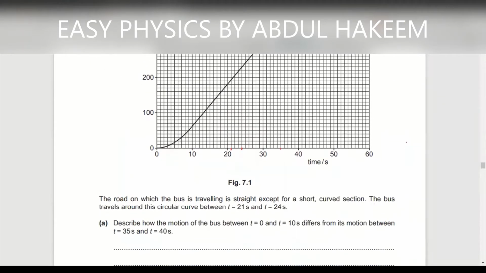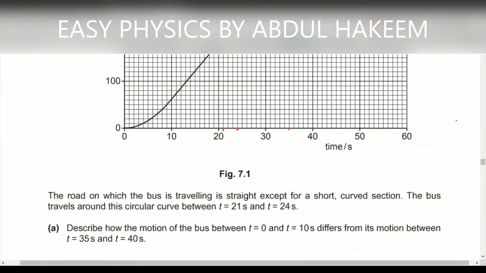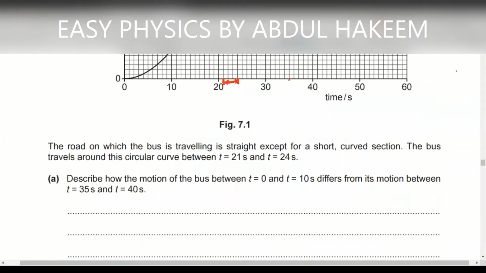The road on which the bus is traveling is straight, except for a short curved section. The bus travels around this circular curve between t equals 21 and 24 seconds. So this is 21 and this is 24. This part of the journey is the curved track, meaning the circular path. Describe how the motion of the bus between 0 and 10 differs from its motion between 35 and 40.